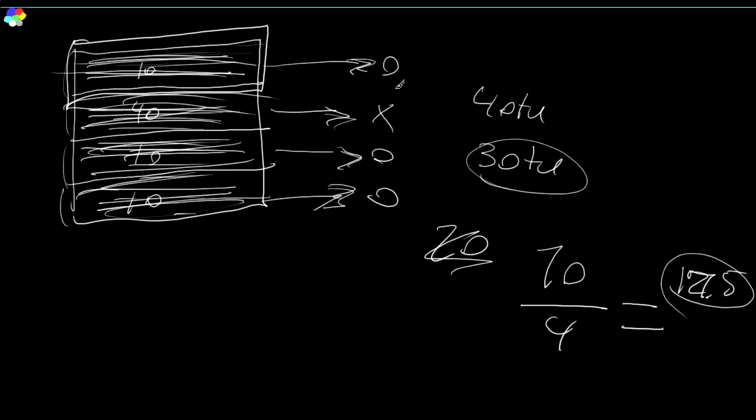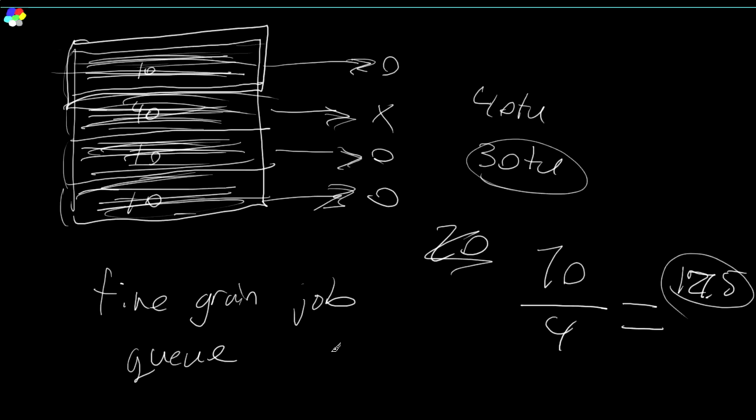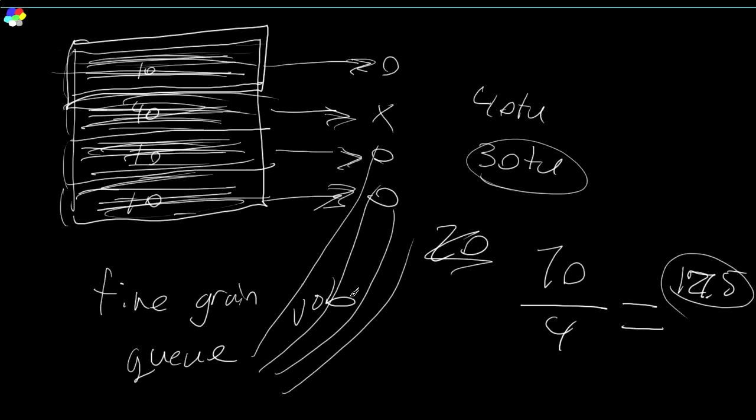So in general, you want more granularity. You want fine-grain jobs. And then you're going to have a queue, Q-U-E-U-E, of jobs. And every thread is going to take jobs out of the queue when it has finished the previous job. And when the queue is empty, then you're done.